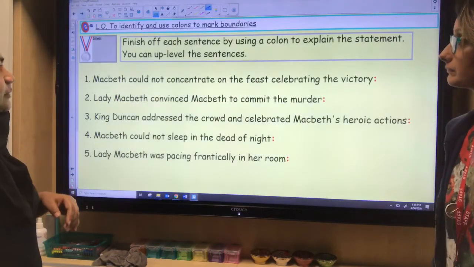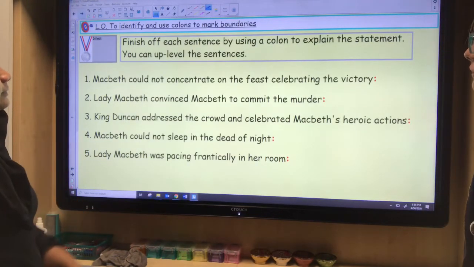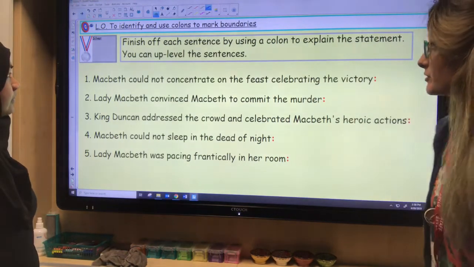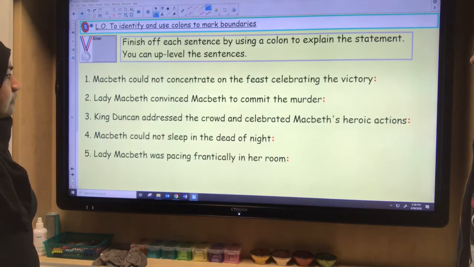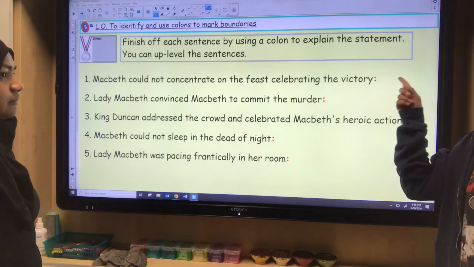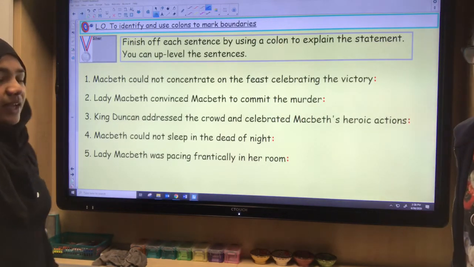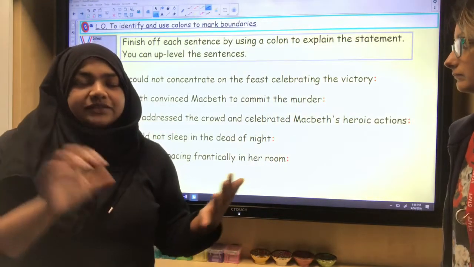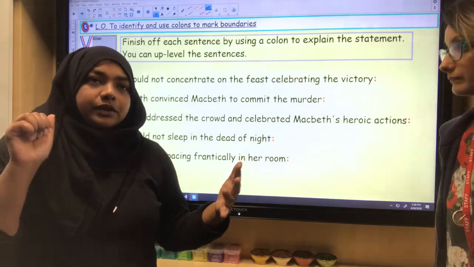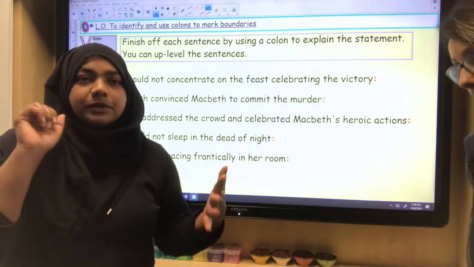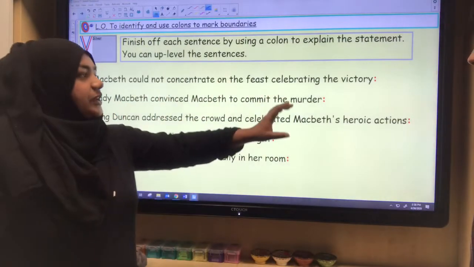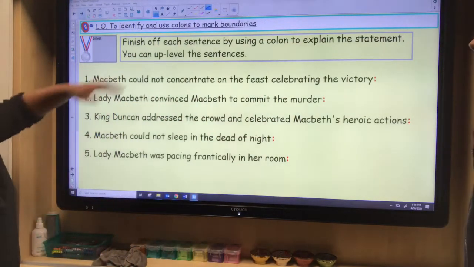For silver, finish off each sentence by using a colon to explain the statement. You can up-level the sentences. So number 1, Macbeth could not concentrate on the feast celebrating the victory because, colon, explain why. And when I say up-level the sentences, that just means using a range of narrative techniques. So it could be different sentence openers, it could be using parentheses, it could be using passive voice and so on. So that's silver, so actually adding that explanation after the statement and trying to up-level it if you can.